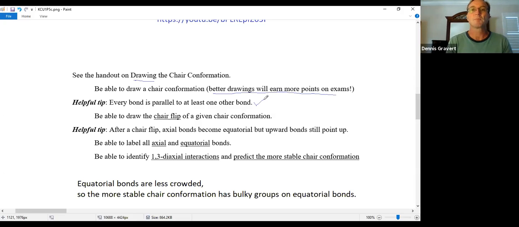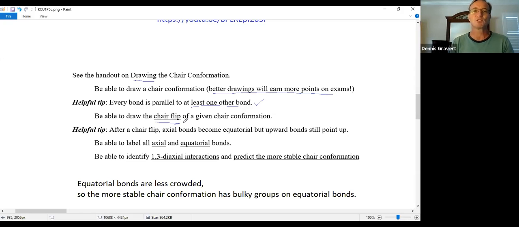A tip to help us get a good drawing is to realize that every bond we draw is going to be parallel to at least one other bond. So as you start to draw cyclohexane, every time you draw a bond, look at what you've drawn already and find something parallel to the new line you're drawing. That'll help you get a good drawing. Okay, and after you draw one chair form, you need to take it and flip it, wiggle it. You need to wiggle it into the other shape.